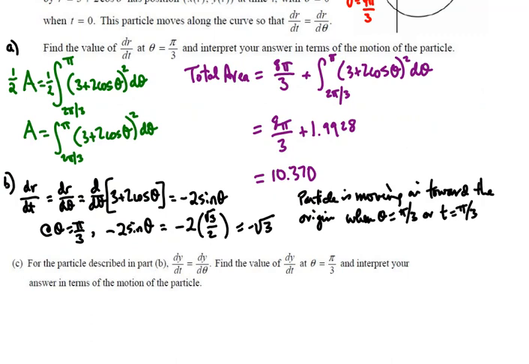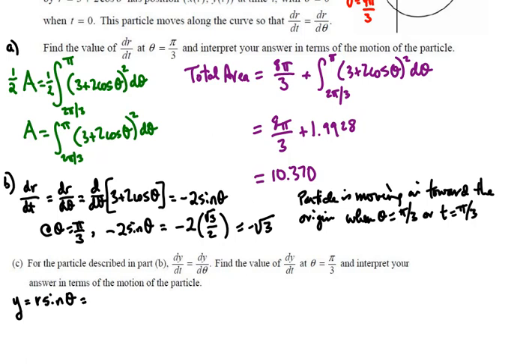Well, part C is similar but slightly different than part B. In part B we were looking for the value of dr/dt, and here we're looking for the value of dy/dt, where dy/dt is equal to dy/dθ. And we don't have any y's in here, so we're going to have to go back to our definition to convert between polar and Cartesian coordinates.